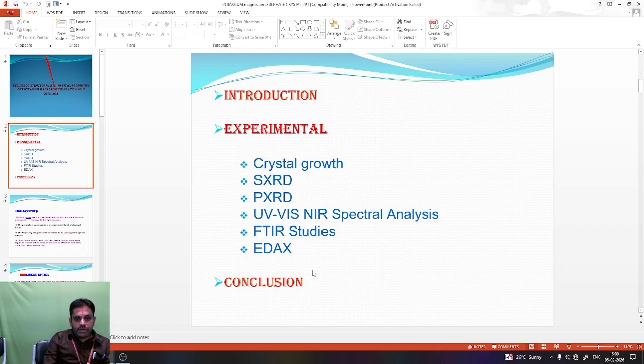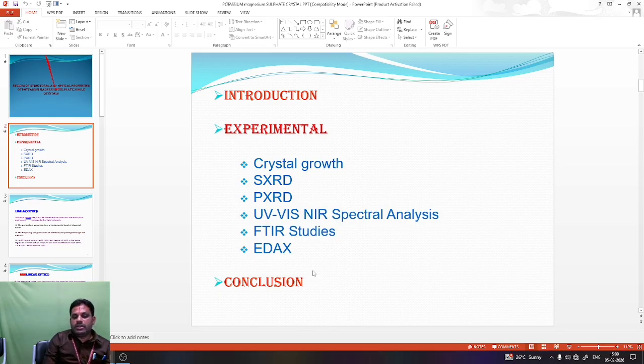First, in this part we are going to discuss how the crystal is grown and the structural analysis by XRD, and the optical property by UV-Vis-NIR spectral analysis, that is ultraviolet, visible, near infrared spectroscopic analysis. Next are the functional groups present in the crystal, that is how the atoms are located and bonded with other atoms, what types of bonding are available, and what types of molecules are there. This is identified using FTIR techniques.